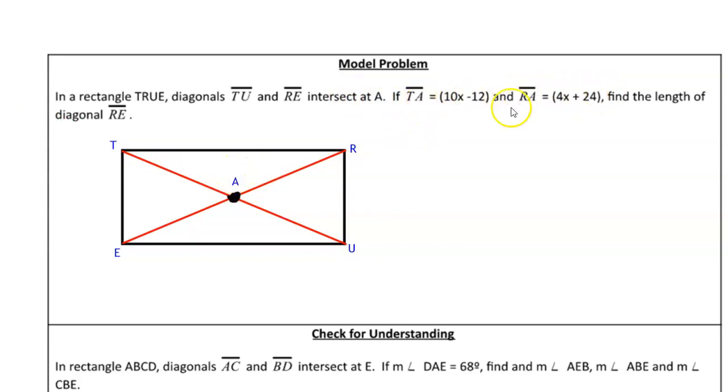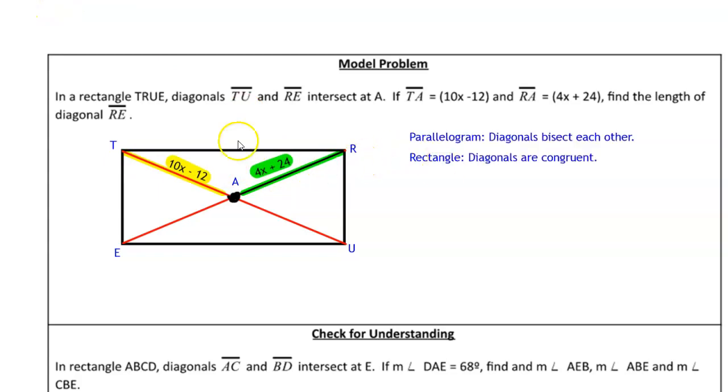Now let's label in the information that they gave us. It tells us that TA is 10x minus 12, which is here. RA, which is from R to A, is 4x plus 24. Now what we need to do is identify the piece of information we know about this shape that can help us figure out the relationship between 10x minus 12 and 4x plus 24. In this particular case, we know it's a rectangle, which means we know it's a parallelogram. So let's use two different facts to figure out the relationship between this piece here, TA, and this piece, which is RA.